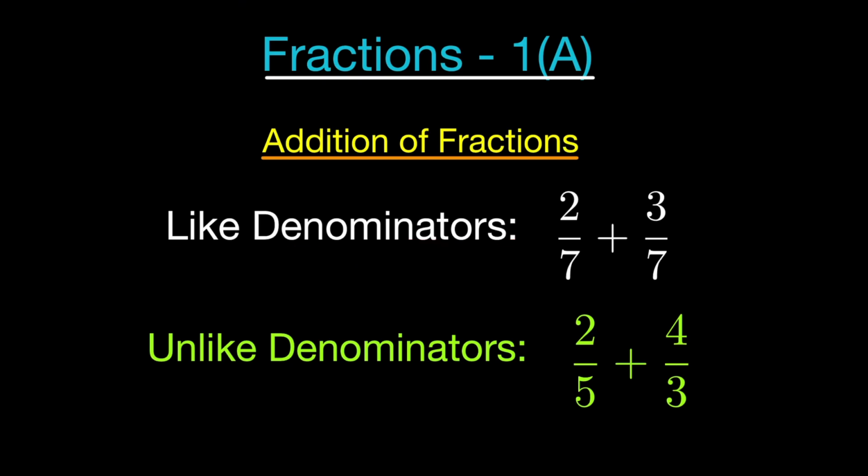For example, if we have 2 over 7 plus 3 over 7, you can see the denominators are the same. So we say these are like denominators. And then there will be another kind of question with unlike denominators. That means denominators will be different. So we will study two kinds of addition of fractions: with like denominators and unlike denominators.